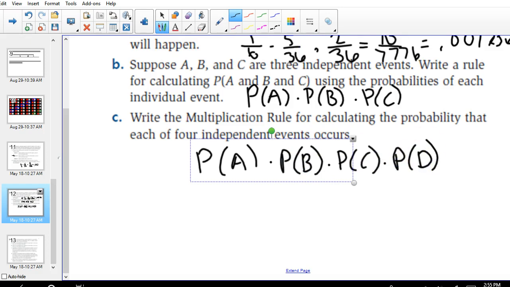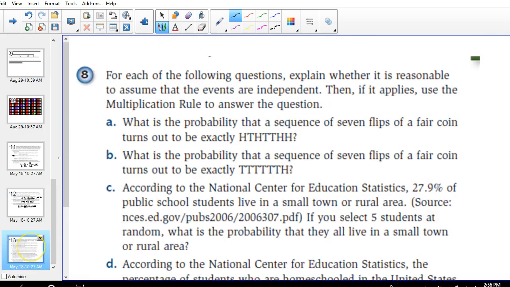So whenever you need to know the probability of a chain of independent events occurring, it's just the probability of one times the other times the other times the other. Okay. All right, so for each of the following questions, we're explaining whether it's reasonable to assume the events are independent. Then, if it applies, use the multiplication rule to answer.